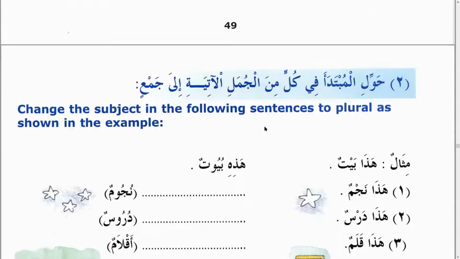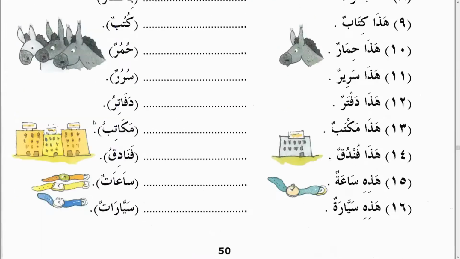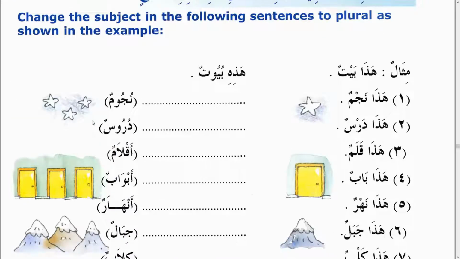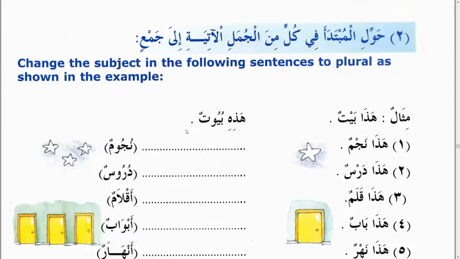Let's go into the second. حول المبتدأ في كل من الجمل الآتية إلى الجمع. Change the subject in the following sentence to plural as shown in the example. Right? So we have some 16, 17, 19 examples, 19 examples where we change the mubtada into the plurals. I mean the subject and the whole sentence as such into plurals. For example, hadha baytun, hadhihi buyutun. Hadha baytun, this is a house. Hadhihi buyutun, these are houses. This is how we translate it.